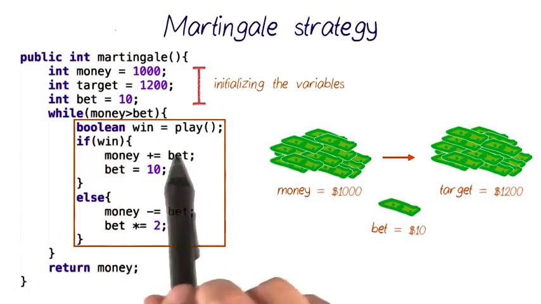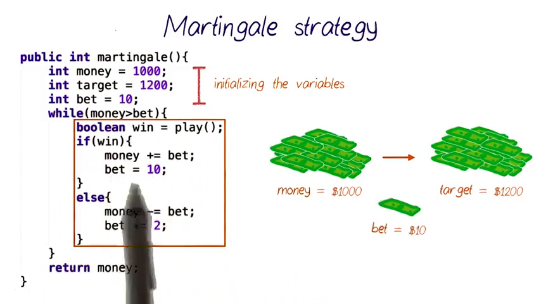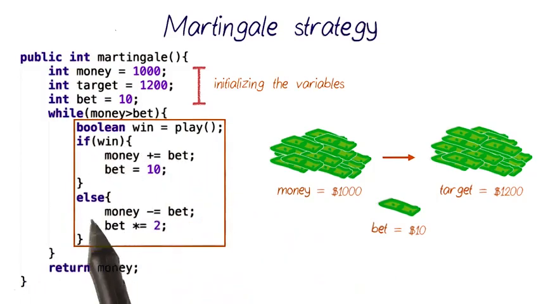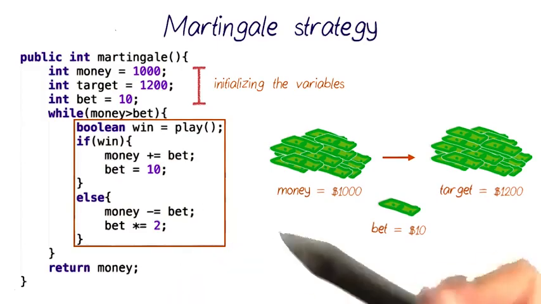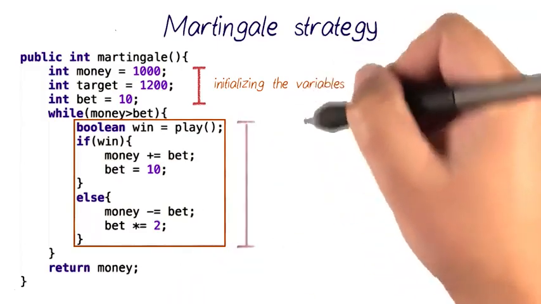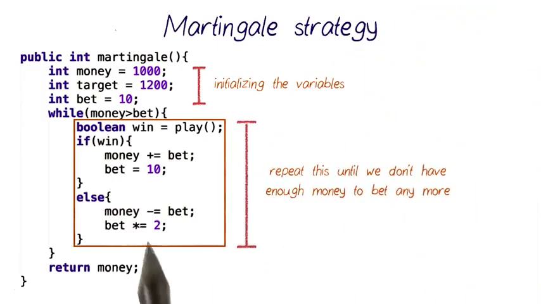If we did, we just add the bet value to our money, and then reset it back to 10. If we didn't win this bet, we subtract it from our money value, and then we multiply the actual bet by 2 so that we double the bet for the next time. This code block here would keep repeating until we don't have enough money to bet anymore.